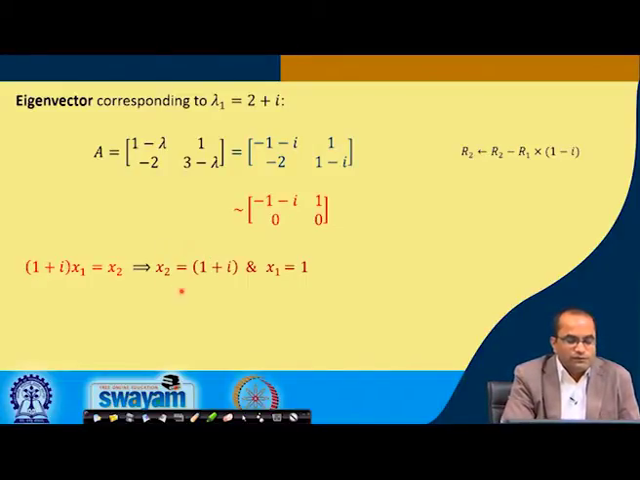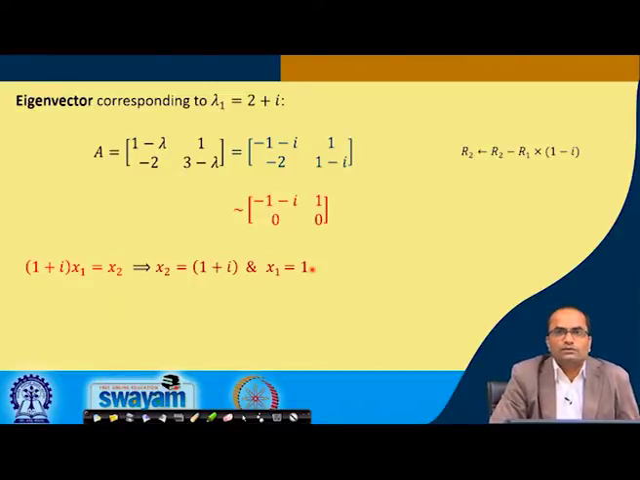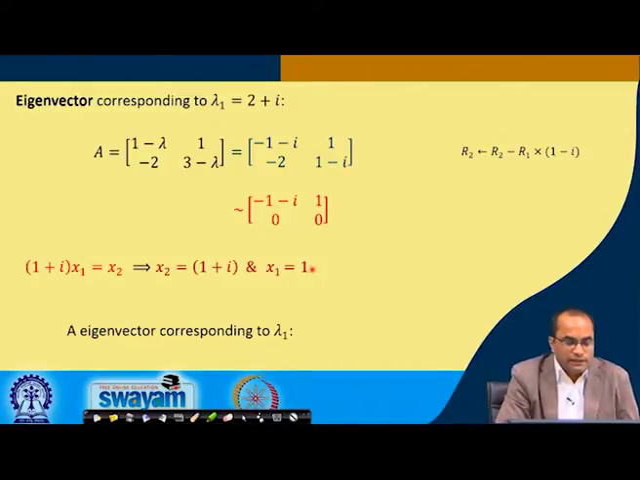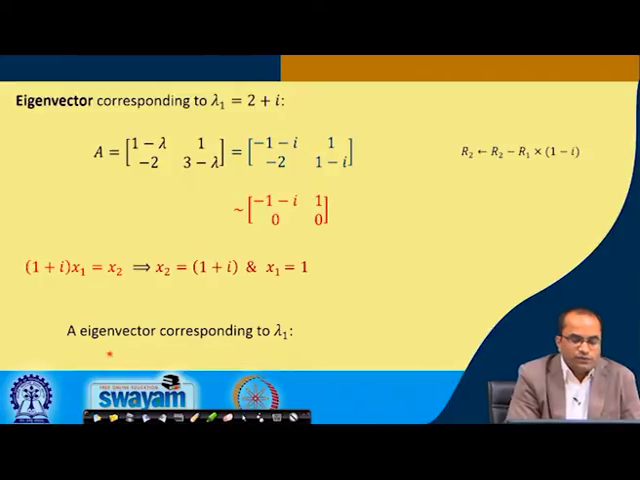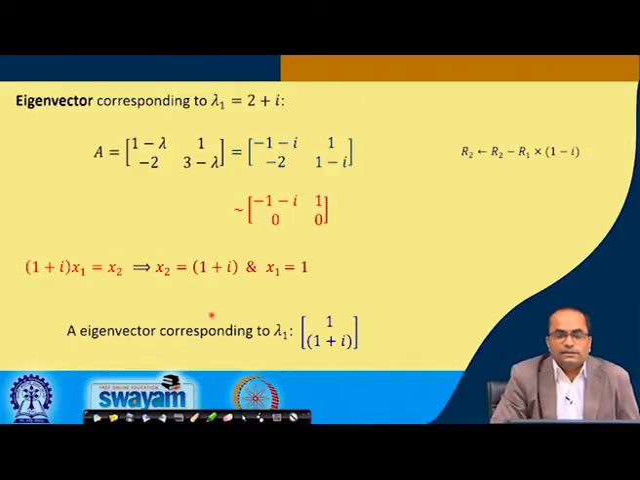By doing so, if we take x2 as 1 plus i, then we get x1 equal to 1. So that is one possible eigenvector we are getting here. The eigenvector corresponding to this lambda 1 is nothing but (1, 1 plus i), that is the eigenvector corresponding to this eigenvalue 2 plus i.